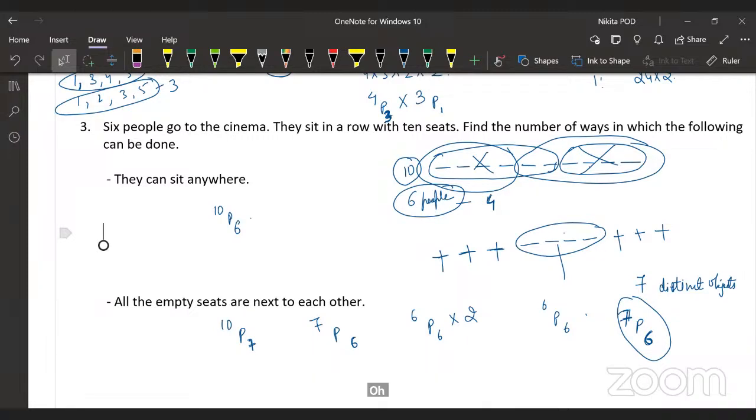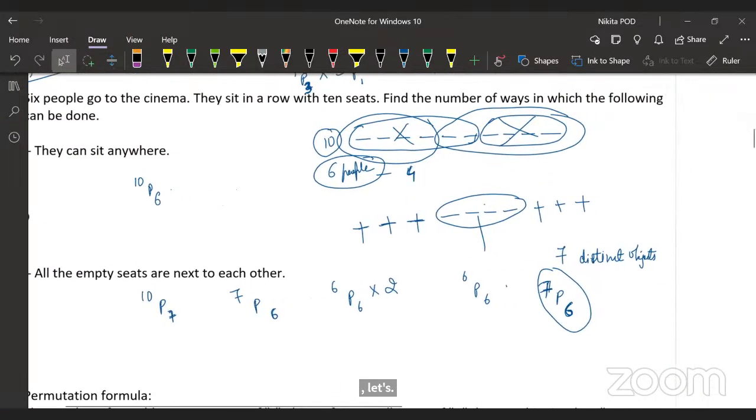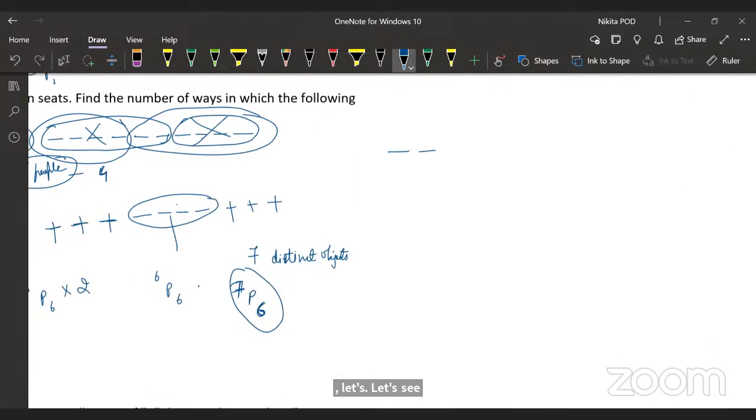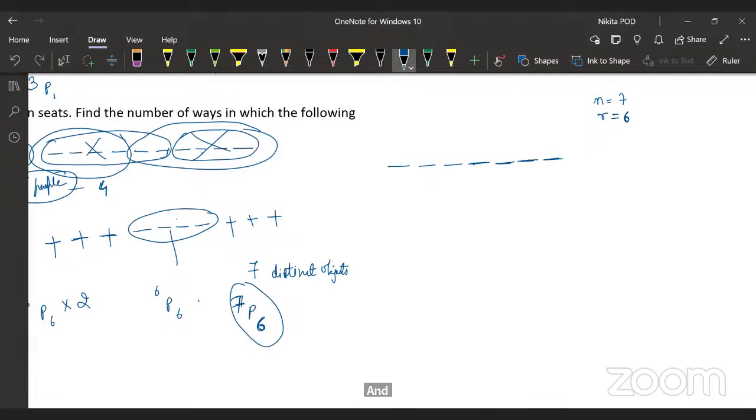So, okay, let's see. You have 1, 2, 3, 4, 5, 6, 7. You have 7 objects, and on these 7 objects, you have to arrange 6 people. Now n is 7 and r is 6, because you have to arrange 6 objects out of these 7 places.